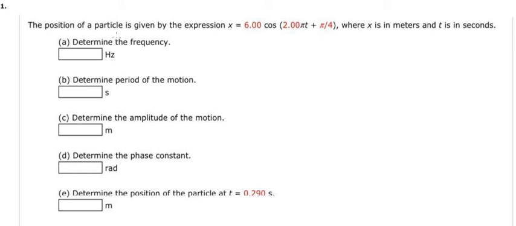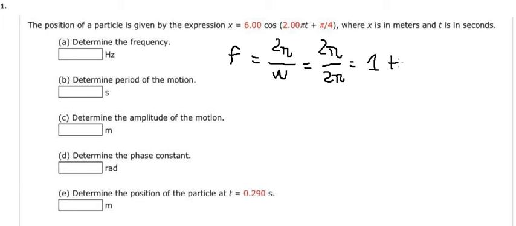Question number 1a. Determine the frequency. The formula to find the frequency should be f equals omega divided by 2π. Omega is the angular frequency, and we know that omega is 2π in here, and you get about 1 hertz. So we put number 1 in here.